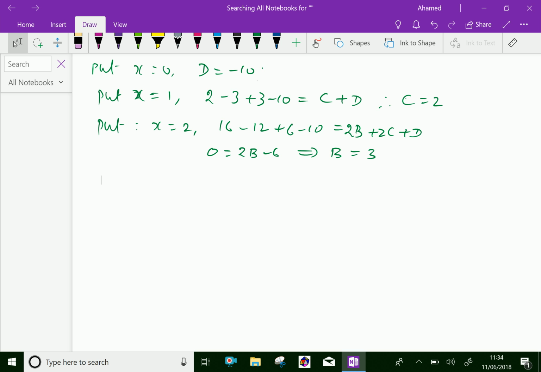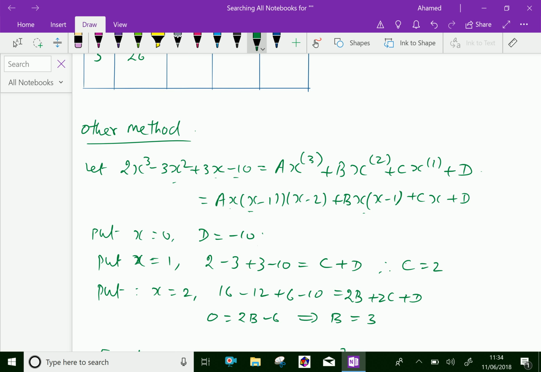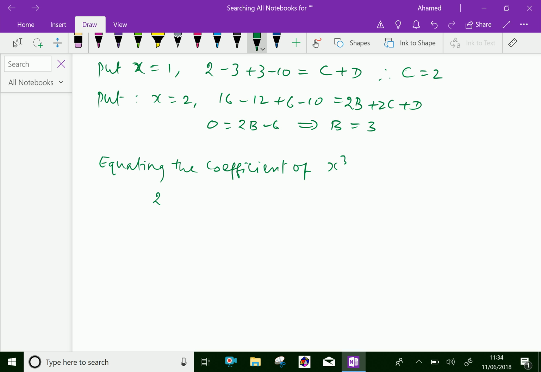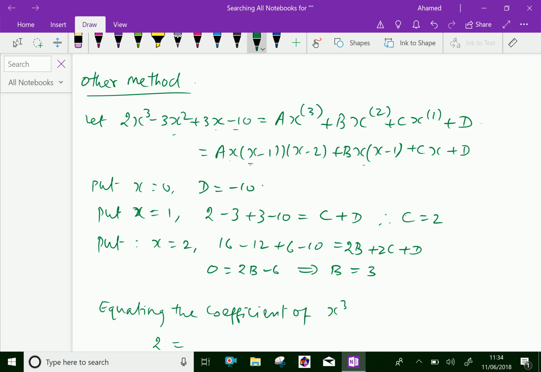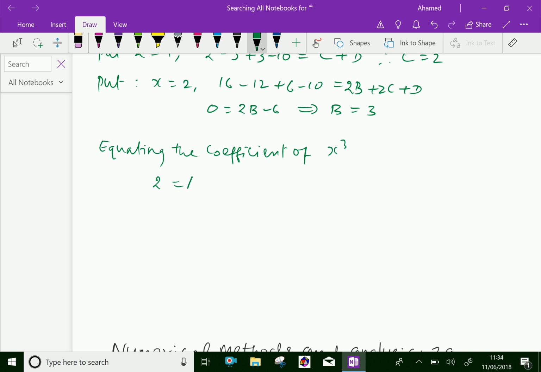Now equating the coefficient of x cube on both sides, we get 2. On the left side the coefficient of x cube is 2, and on the right side the coefficient of x cube is a, that is a equal to 2. Therefore we got the values of a, b, c, d.